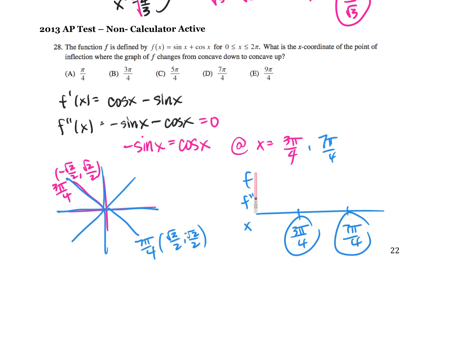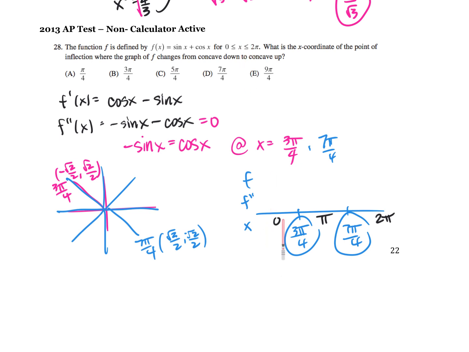Could I plug in a 0? I could, because it says greater than or equal to 0, so we could plug in a 0. What do we want to plug in between 3 pi over 4 and 7 pi over 4? Let's put in pi. I'm down with a pi. Bigger than 7 pi over 4? 2 pi. I agree with that, because look, we're bounded over here.